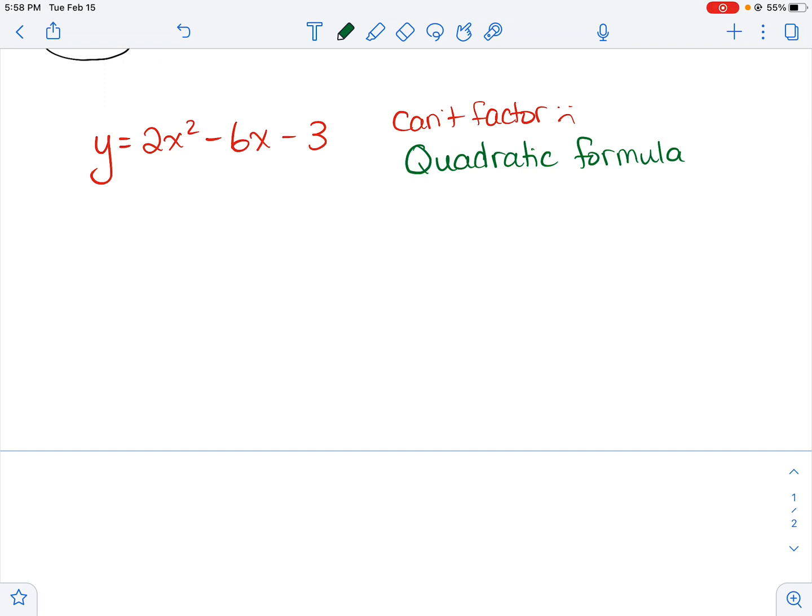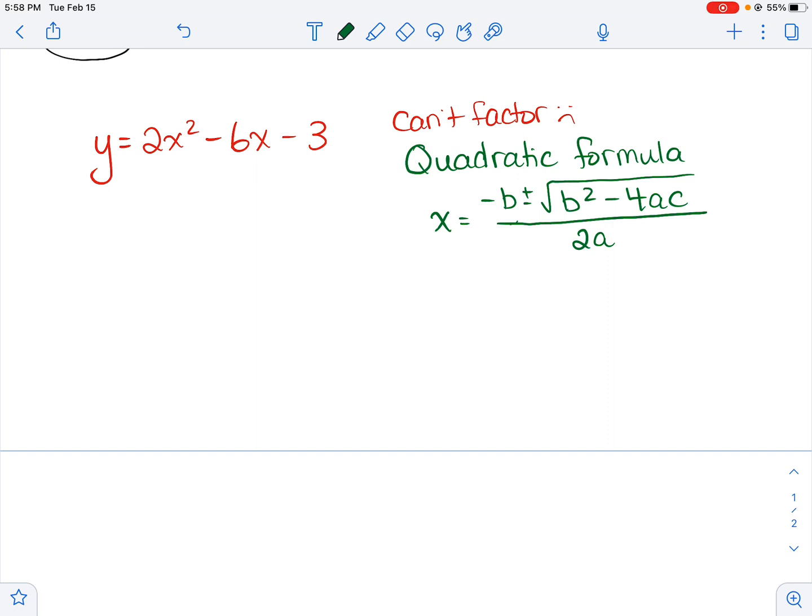And it looks like this. X equals negative b plus or minus the square root of b squared minus 4 times a times c, and the whole entire thing is divided by 2 times a. That's your quadratic formula.